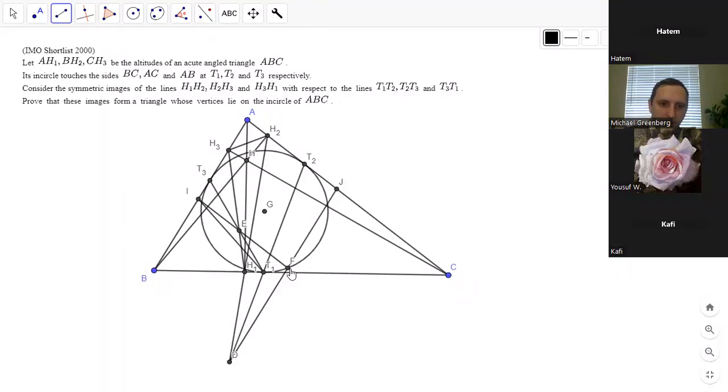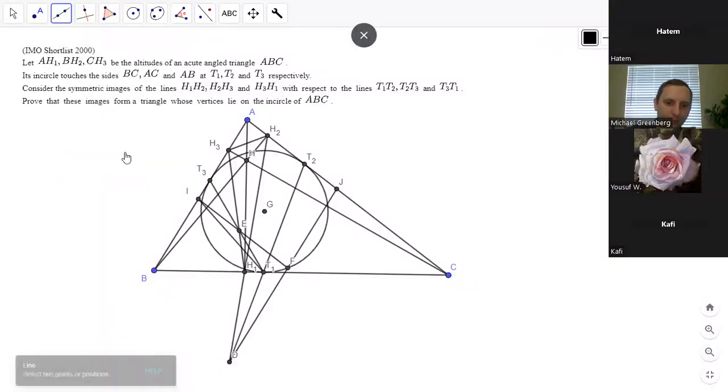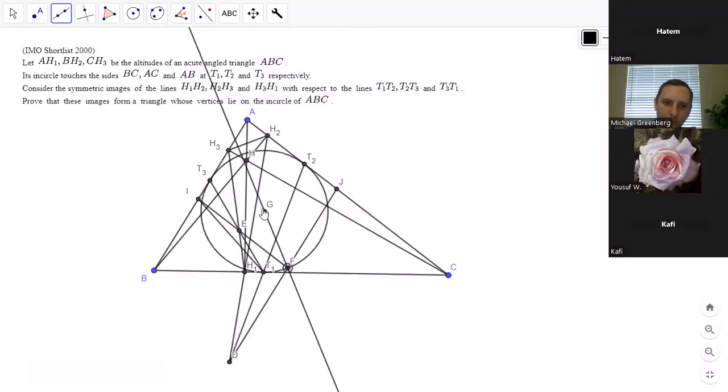Yeah, it's a very, very odd problem. I wonder. Yeah, we want to show the reflection of two lines meet on an incircle.